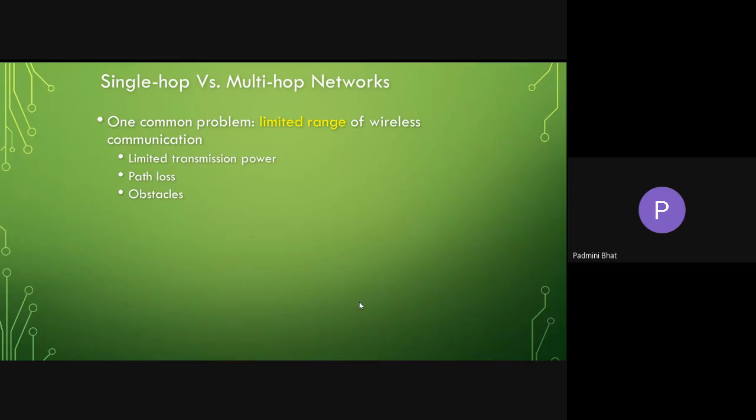Then comes single hop versus multi hop. The word itself tells you: single hop means one source to destination, one hop. Versus multi hop, which is one source and one destination, but going through one or more intermediate nodes. There are some advantages in single hop and some advantages in multi hop, so there should be a trade-off when selecting whether you are going for single hop or multi hop.